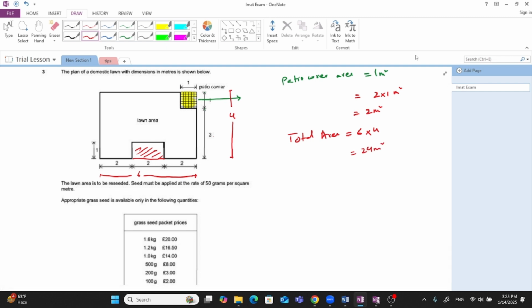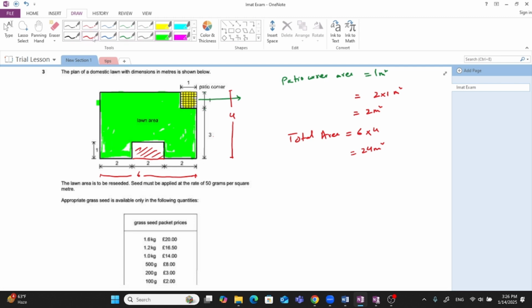This is some basic work we have done, and then let's read the question. The plan of the domestic lawn with dimensions in meters is shown. The lawn area is to be reseeded, which means this is the lawn area. This is actually the lawn area, all this colored part. They need to put some seeds in it. They need to reseed it.